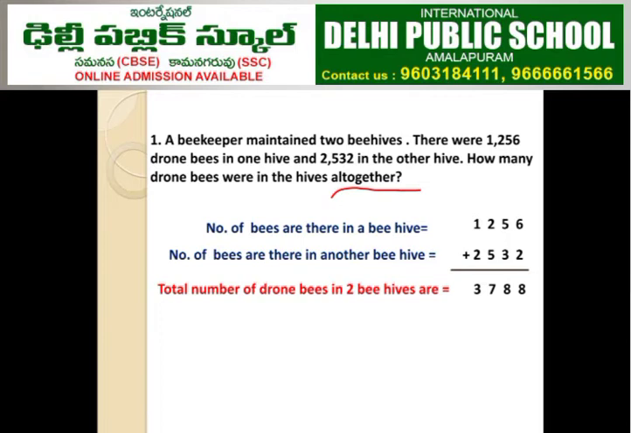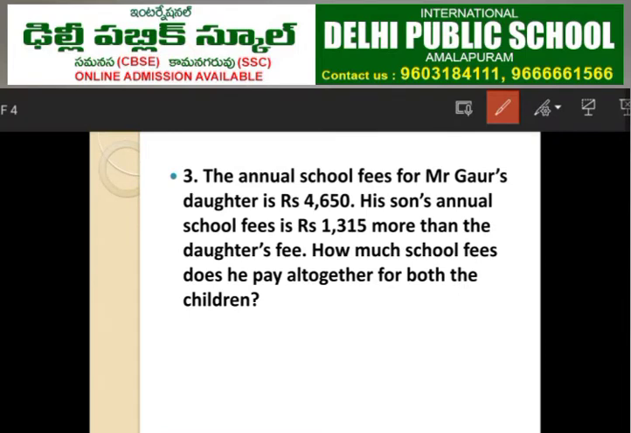Let's get into the next problem. Yes. Let's see the next question. The annual school fees for Mr. Gaur's daughter is rupees 4650. His son's annual school fees is rupees 1315 more than the daughter's fee. How much school fees does he pay altogether for both children?